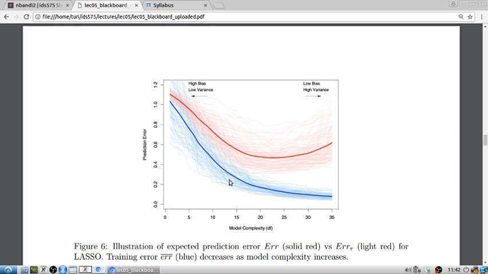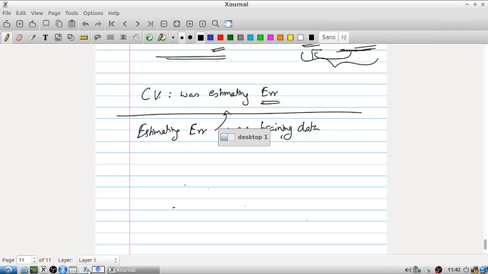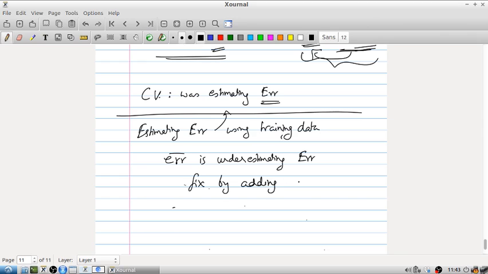But at least historically, people said, okay, we know that my little err is underestimating the capital ERR, the generalization error. So historically, some older authors said, okay, let's fix it by adding a positive term.